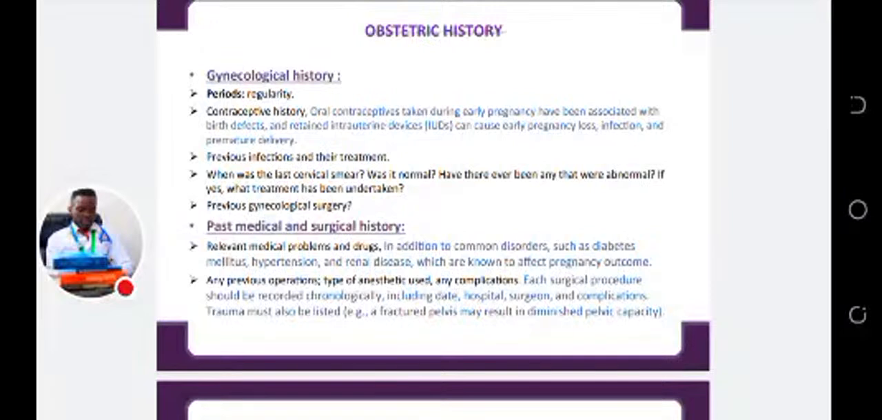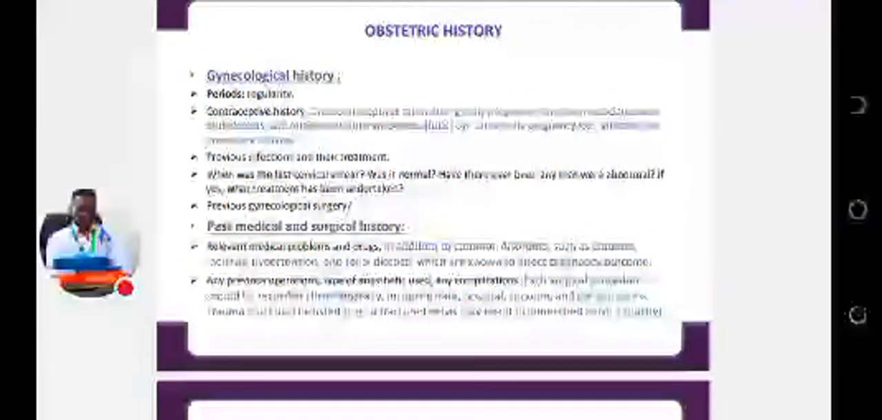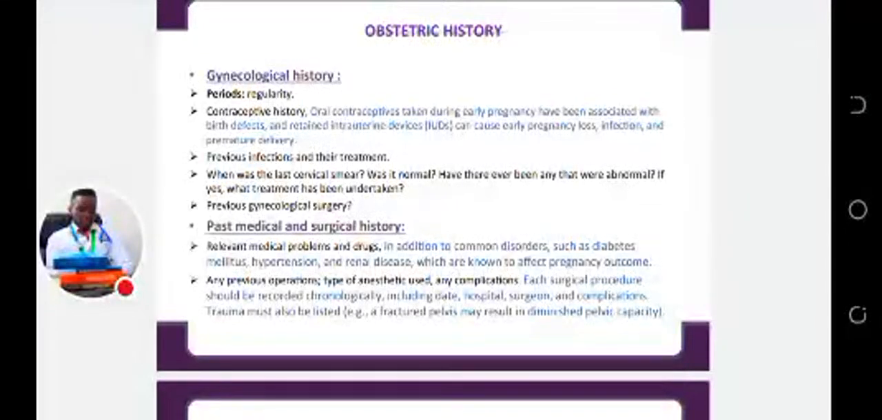Then each surgical procedure should be recorded chronologically, including the dates on which the surgery took place, the name of the hospital, and the surgeon who was there. If there was some complication, it also needs to be recorded. Also, trauma must be listed if your client has had any trauma.